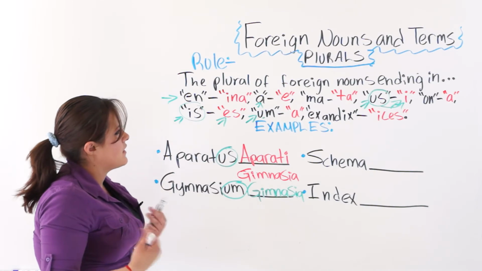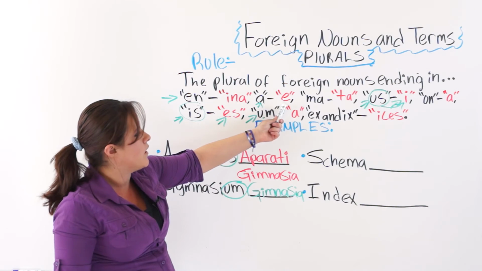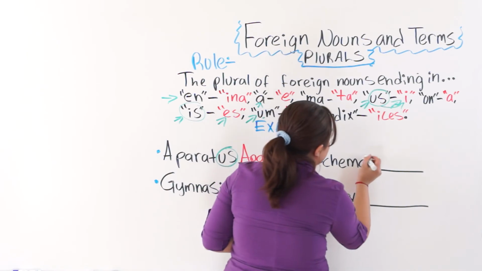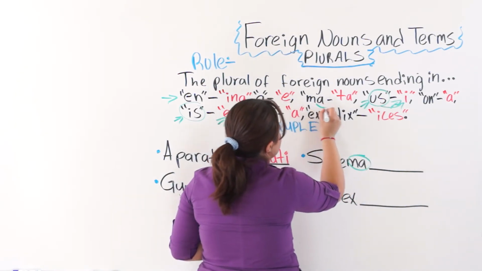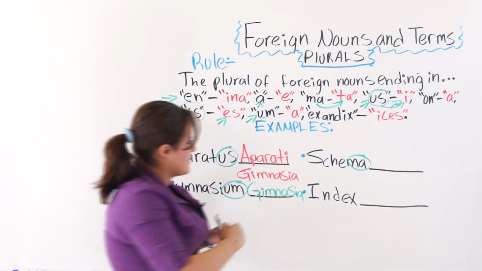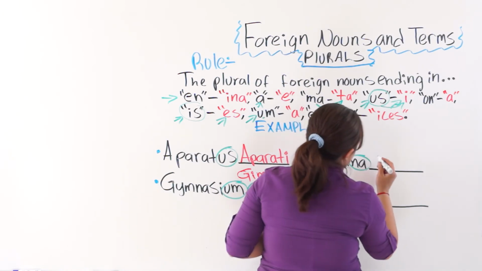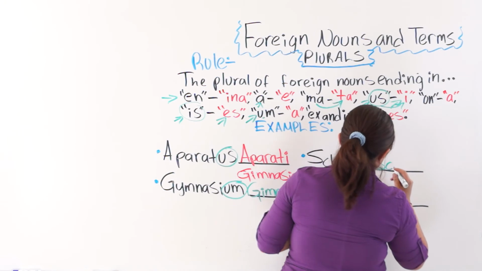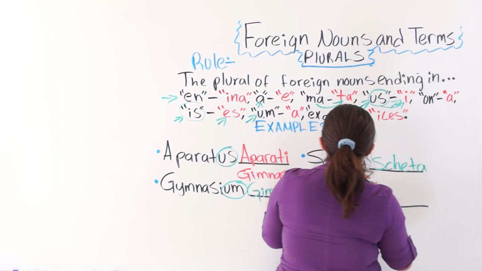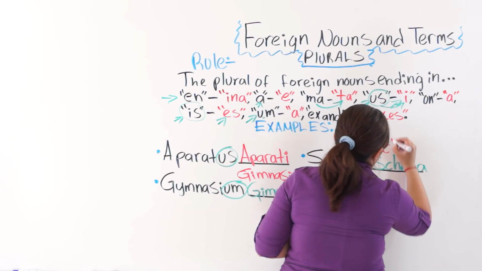The next one says schema. So we can see it ends in A, but we are not going to add an E. Why? Because it ends with an M and an A. So we go to our rule and we see that MA is supposed to be replaced by TA. So it will be schemata. Or let me write it with this darker marker.